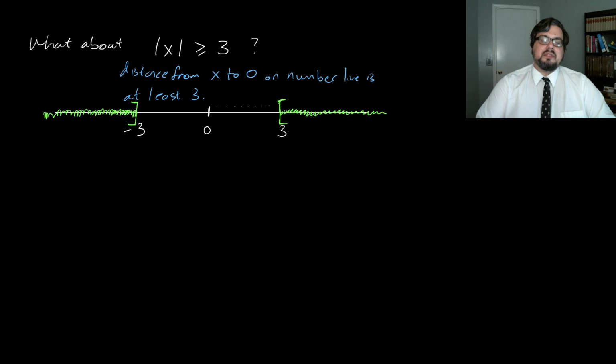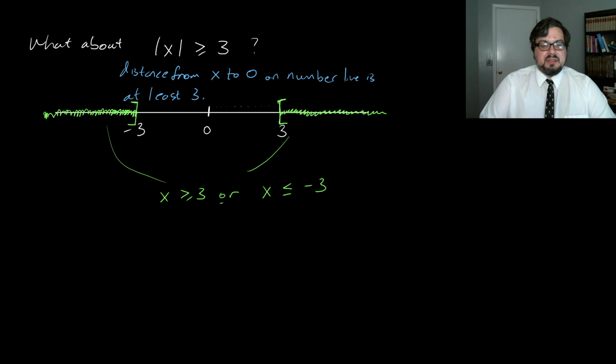So the solution to an absolute value inequality that looks like this, where the absolute value has to be greater than or equal to some number, gives us two separate intervals that we need to work on. So we would express this as the collection of inequalities x is greater than or equal to 3, or x is less than or equal to -3. Notice that we're using the connector or between them now.